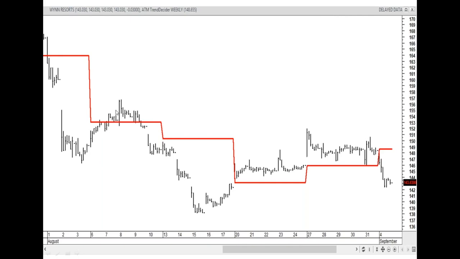It went again above the weekly level, which means every Monday morning, I'm going to get a new trend decider weekly level. So this week's level on Wynn is 149. We broke through that and we're seeing that crack. We've already seen $6 go off it. So every time I cross through that red line, I know the week is bullish. Right, and I break the red line, the week is bearish. So it gives me a view for the week.